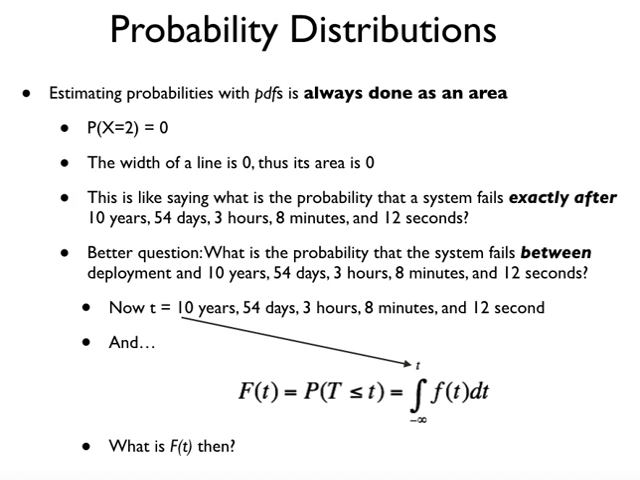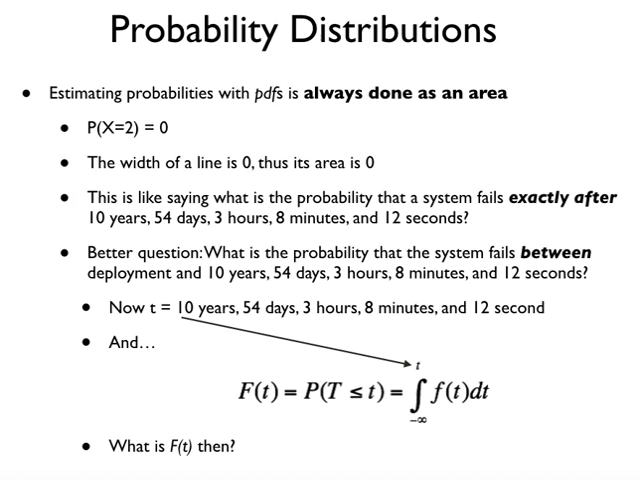So again, PDFs have to be looked at as an area under the curve, or they don't make any sense, right? The width of the line is zero, and thus the area is zero. And we're looking for area. Area is the only valuable thing that we can pull out of a PDF, which is why ultimately we'll look at a different distribution, which we'll talk about in just a second.